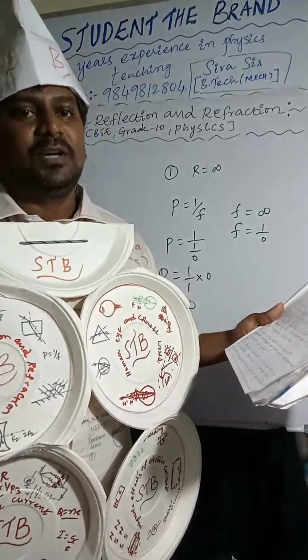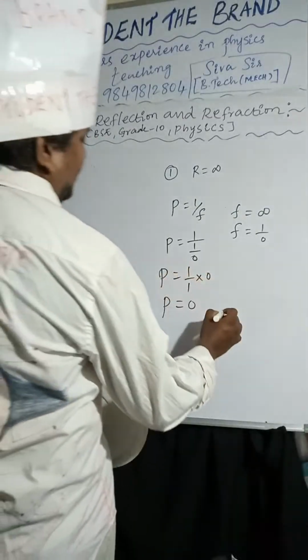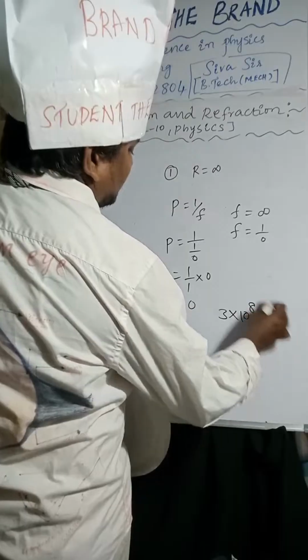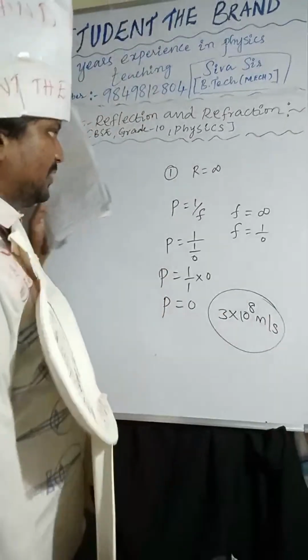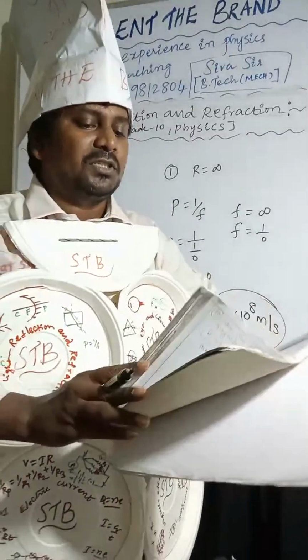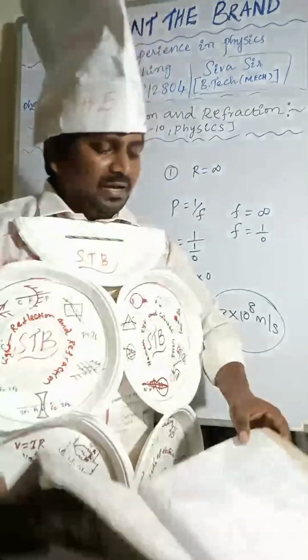Speed of light in vacuum or free space is 3 into 10 power 8 meter per second. So very important questions. This question, keep in mind. Anyway, values are there.